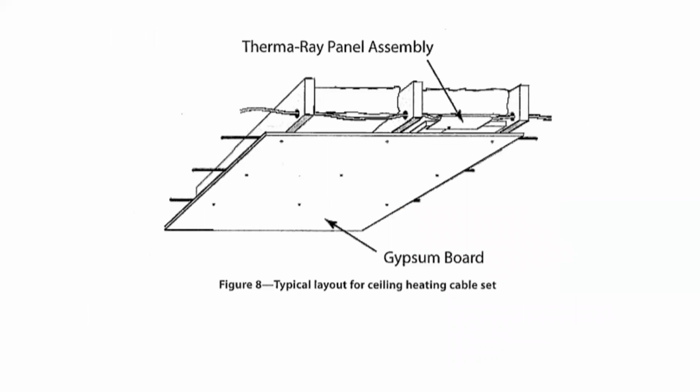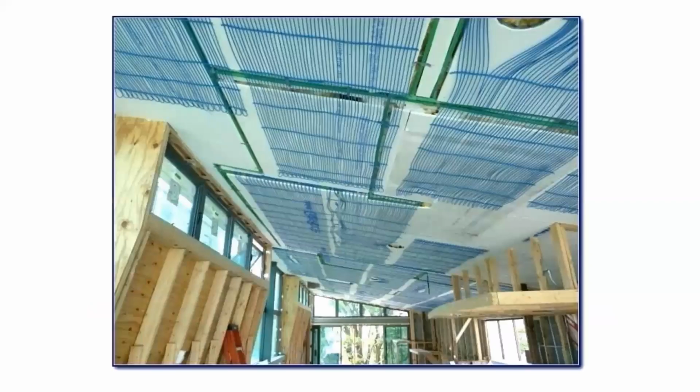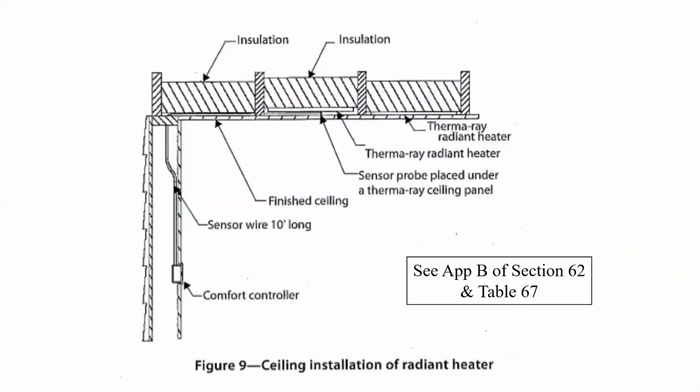Another type of heating assembly is called a ceiling or wall board or panel assembly. And these are far less common, but they use radiant heat to heat from the top down. They're not as efficient, but they are still utilized widely in different sectors of the industry. Appendix B of Section 62 and Table 67 give precise details on the dimensions and placement of these types of heating panel sets.